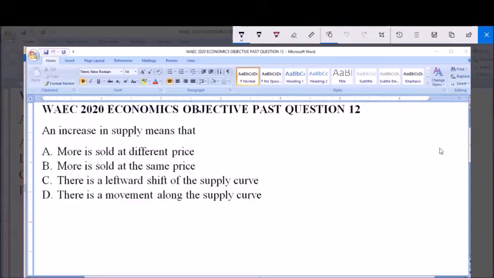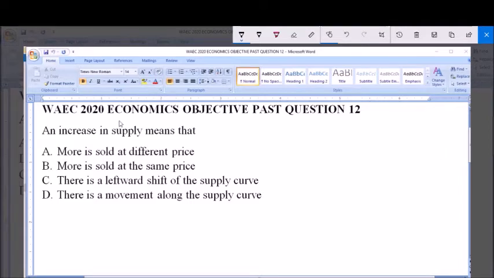Welcome, I will be answering WAEC 2020 Economics Objective Past Question 12. An increase in supply means that A, more is sold at different price, B, more is sold at the same price, C, there is a leftward shift of the supply curve, D, there is a movement along the supply curve.